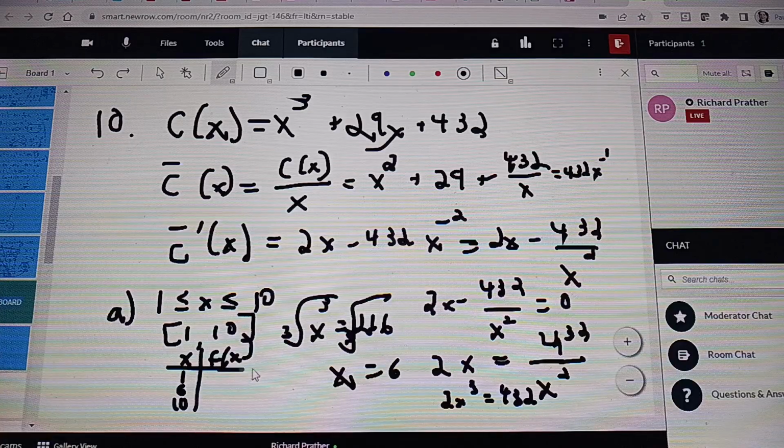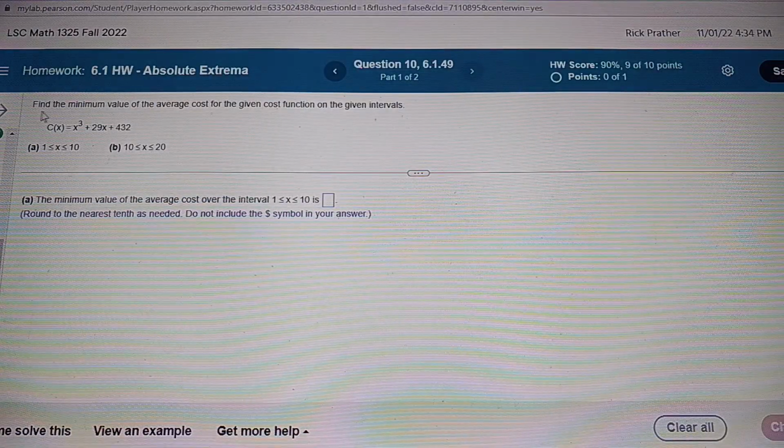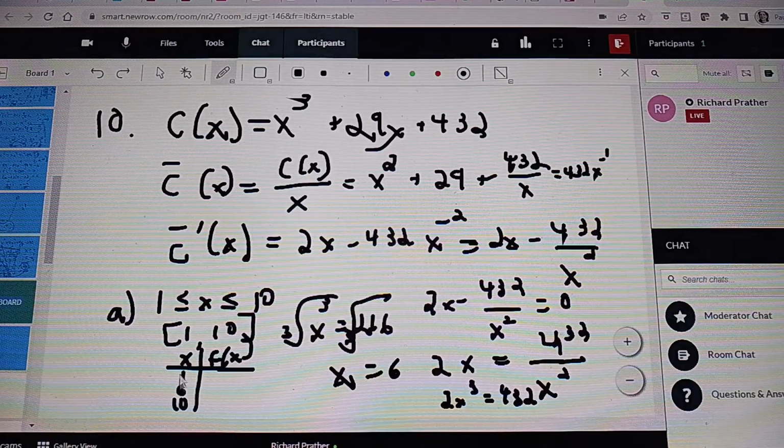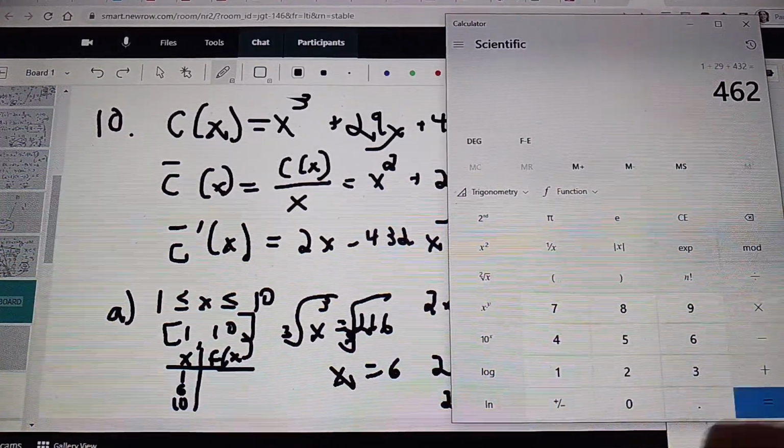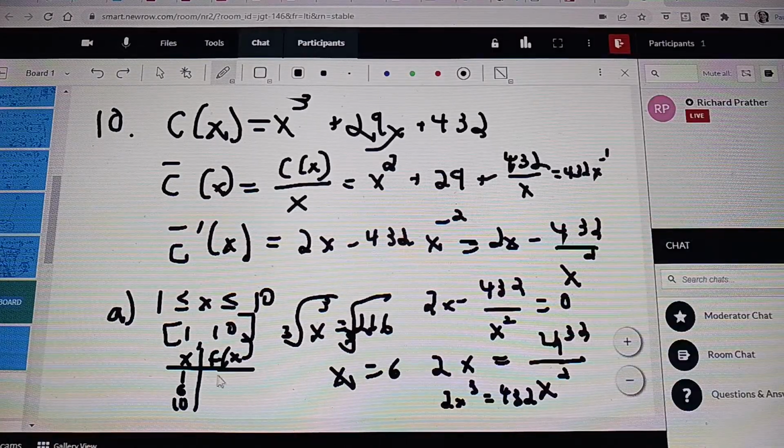And there's definitely a max and a min, but we're only caring about minimum cost. We don't care about maximum cost. We don't want to waste money and spend more than we have to. So all we need to find is the minimum one. One of these 3 is guaranteed to be the minimum since I have a closed interval. So plug them back into the original function. 1 is easy because you're just going to get 1 plus 29 plus 432. 462 is what you get when you plug 1 in.